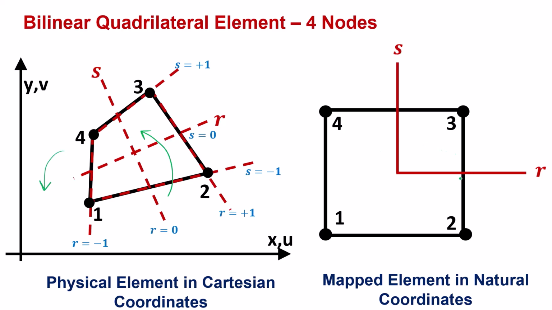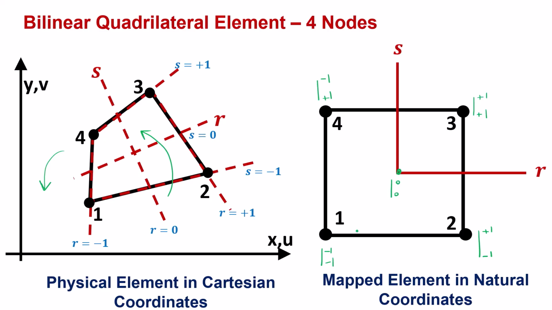On the right, the same element is shown in natural coordinates using R and S. Here it's always drawn as a perfect square, a 2 by 2 element ranging from -1 to +1 in both directions. So the coordinate here would be -1 and -1, and here it is +1 and +1. Here it would be +1, -1, and here it is -1, +1, and the middle is 0 and 0.